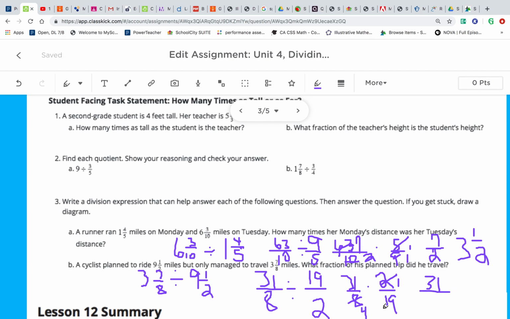over 4 times 19. Well, let's see, 4 times 20 is 80, but I'm going to take one of those 4s away. So I'm going to take 4 off of 80, so that's going to give me 76. 31 over 76. 31 is a prime number, so nothing can divide 31 except for 1 and 31 itself. And the 31 that can divide 31 can't divide 76, so that means we know that this is simplified, and this is our answer.